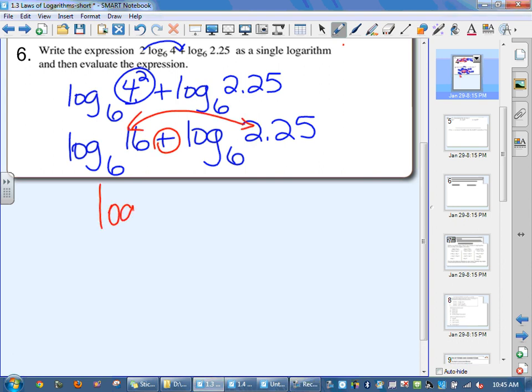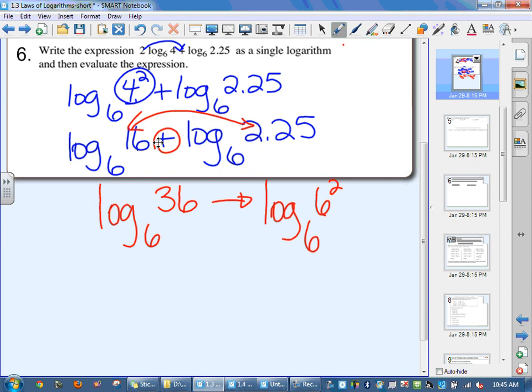At that point, I know that 36 can be a base 6, the same as my log base. So I'm going to convert that as log base 6 of 6 squared, because 36 is 6 squared. Now my log base and argument are the same. I can drop them. My answer is 2.